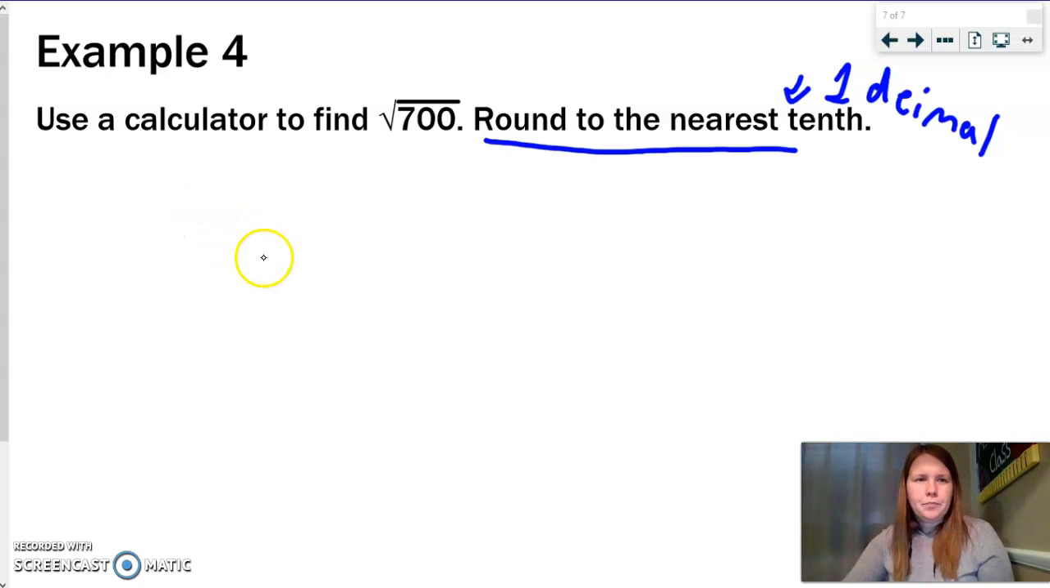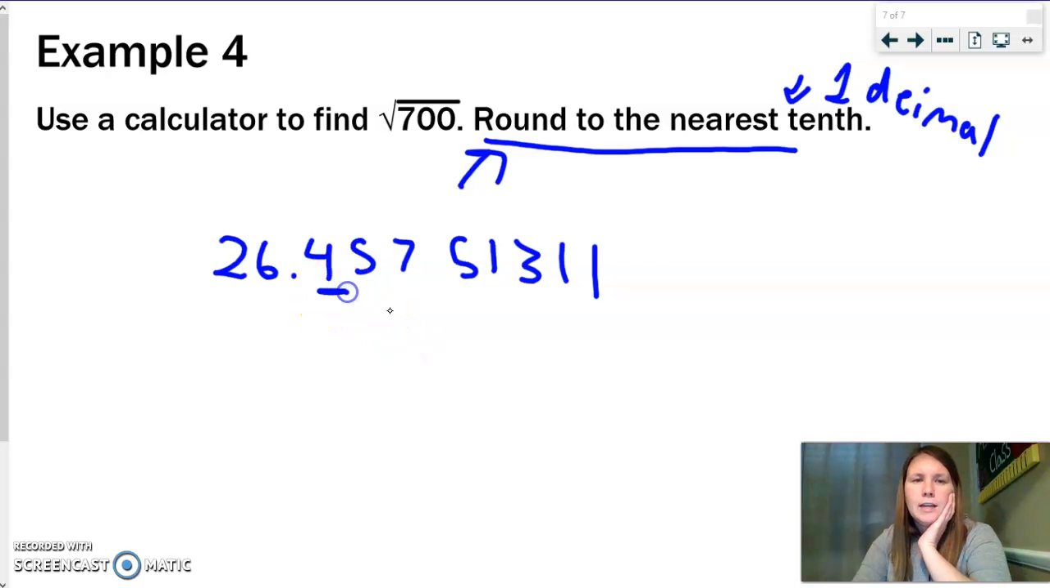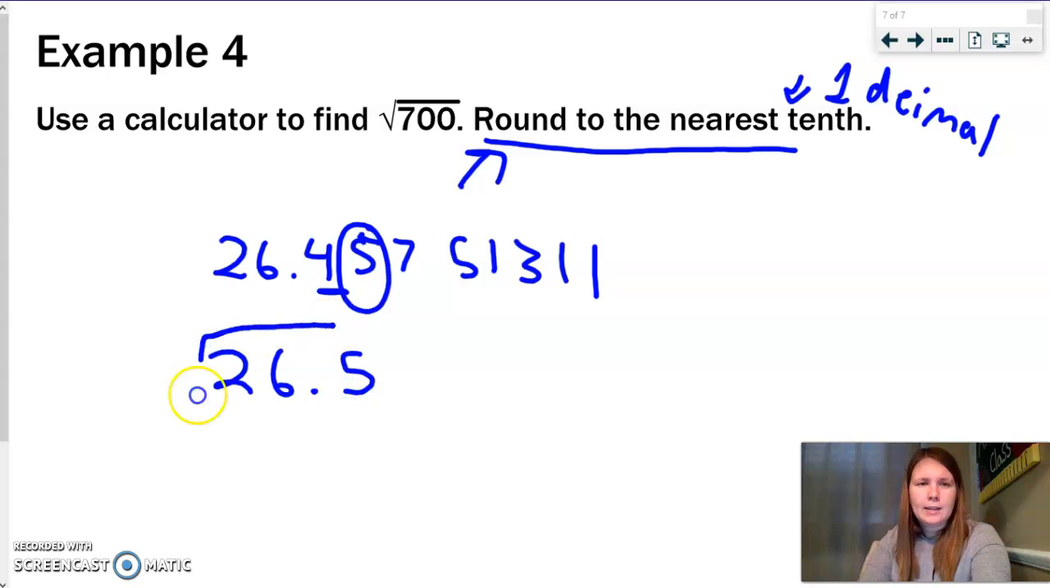So when I did that, I got 26.4575131. But remember, my directions say round to the nearest tenth. So I only want the first decimal place. And remember, that second one is going to help me determine if I need to keep it at 4 or if I'm going to round it up. In this case, because it's a 5, we round up with 5 or more. So I'm going to round this up to 5 instead of a 4. So I'm just going to make it 26.5. And that's how it solved this one.